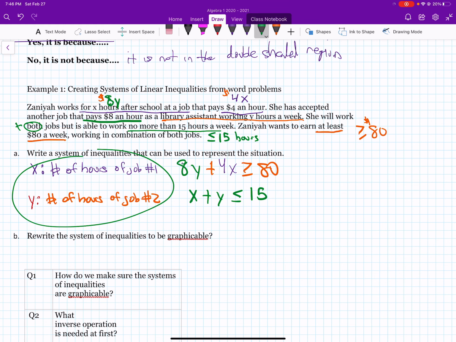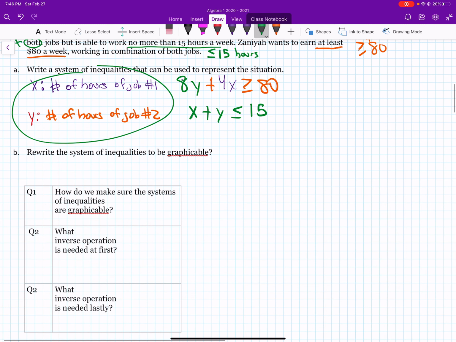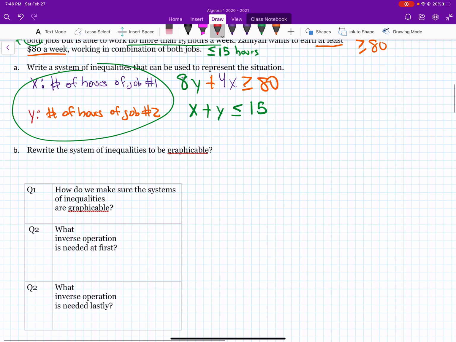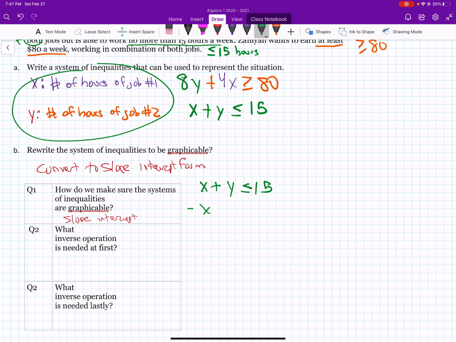Here is our system of inequalities. Now we've got to rewrite this to make it graphical, meaning we have to convert to slope-intercept form. How do we make sure these systems of inequalities are graphable? We've got to make them slope-intercept. Let's start with the second inequality, real quick, real simple, because there are no coefficients. All we have to do is subtract x from both sides, just like we did for the Do Now. y is less than or equal to negative x plus 15.